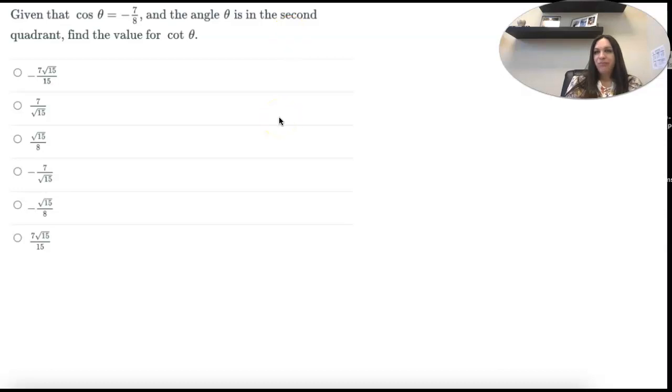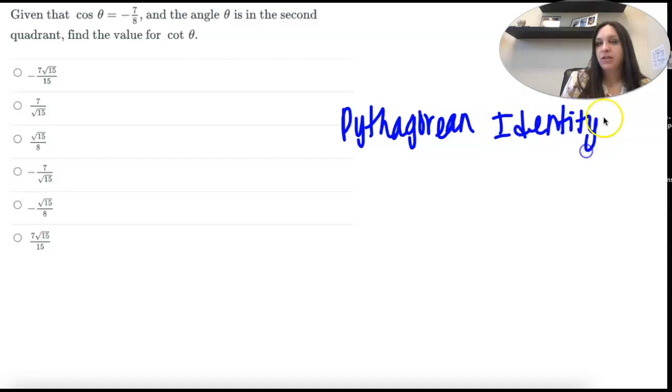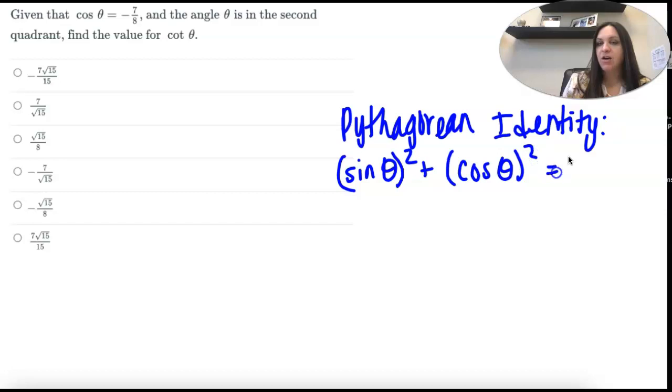So this section relies on the Pythagorean identity. This is something that's been proven true when we're looking at the unit circle. If I take my sine value and I square it, and then I take my cosine value and I square it, that always equals 1 every time.